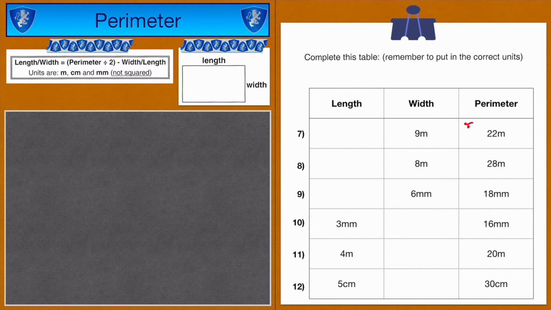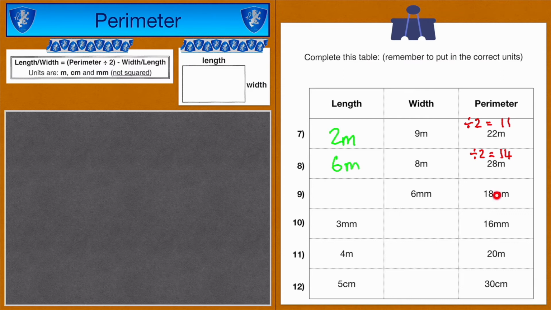So the first thing you do is do half of your perimeter. So if you divide that by 2, it equals 11. And then you just say 11, take away 9 is 2. So that's your answer, 2 metres. So this one, the perimeter is 28. First thing we do is half it. So we say 28 divided by 2 is 14. And then you just say 14, take away 8 is 6. So that would be 6 metres.